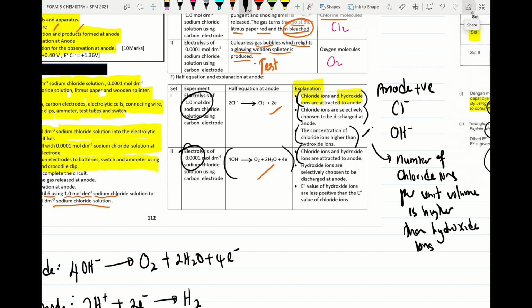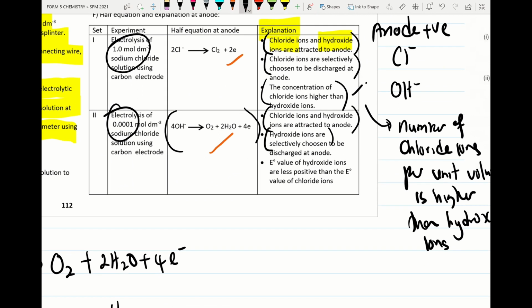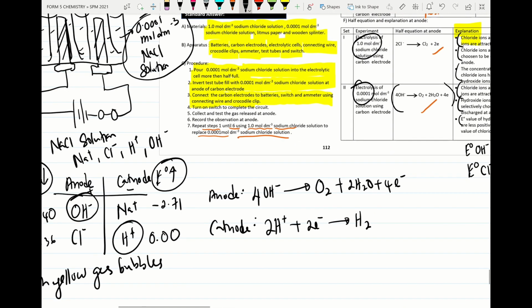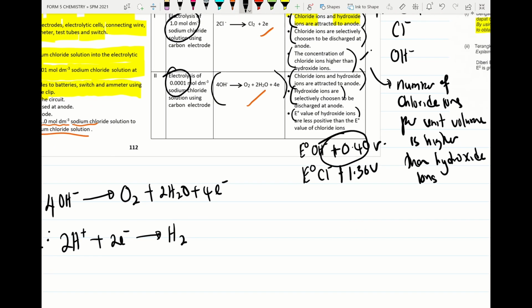So we explain. Chloride ion and hydroxide ion are attracted to the anode. Hydroxide ion is selectively chosen to be discharged at the anode. Why? Because of the E° value. Please remember the E° value. The E° value of hydroxide ion is positive 0.40, and the E° value of chloride ion is positive 1.36. So the E° value of hydroxide ion is less positive than the E° value of chloride ion. Therefore hydroxide ion will be selectively chosen to be discharged.